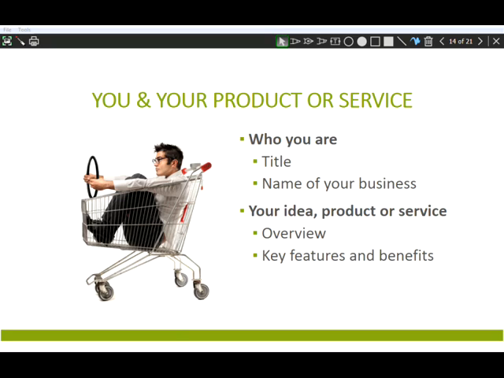So we talked a bit about the foundational things, and now we're jumping into the key steps. Step one really is talking about you and your product or service. In most cases, and we'll talk about how you can alter these in a bit, the first thing you want to talk about is who you are. People typically want to know your name and your title, and then the name of your business pretty early on, just so they can put you in context. Then they want to know a bit about your idea, your product or service.